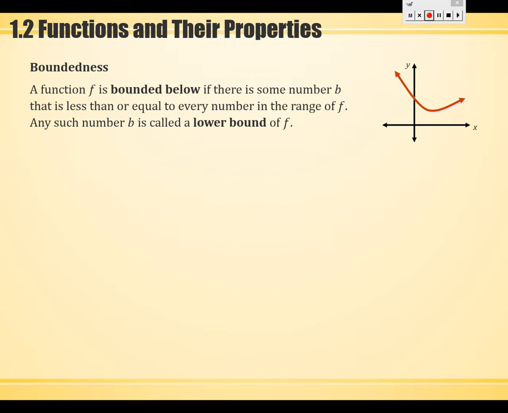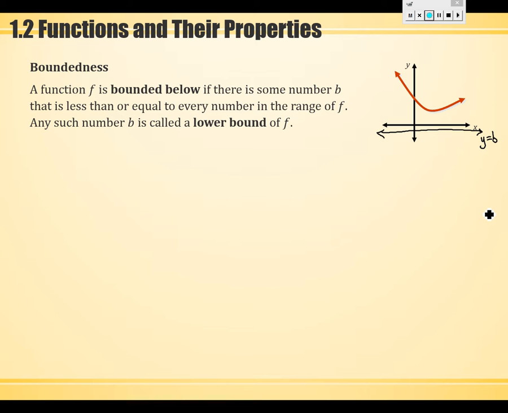If there is some number b that is less than or equal to every number in the range of f, any such number is called a lower bound. So if you want to visualize a lower bound, draw a horizontal line. If you can draw a horizontal line underneath the function, that the function never goes below, then the function must be bounded below, right?